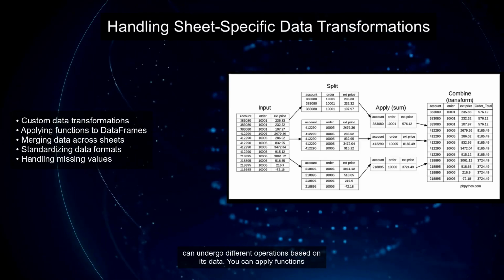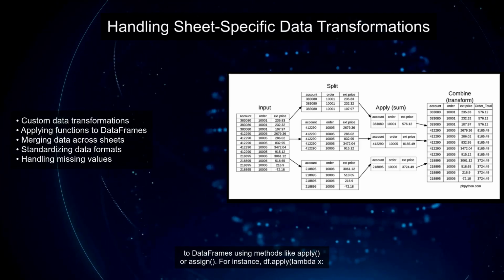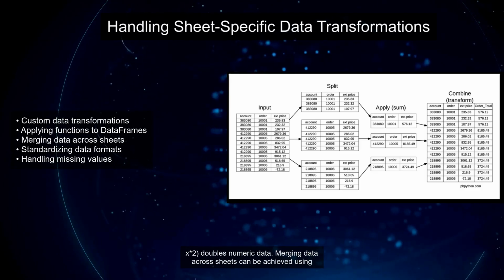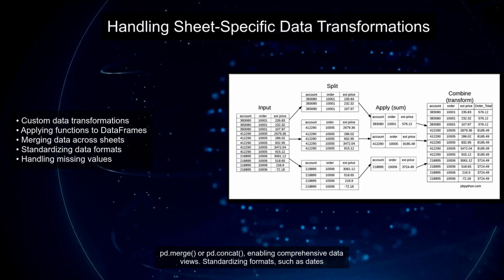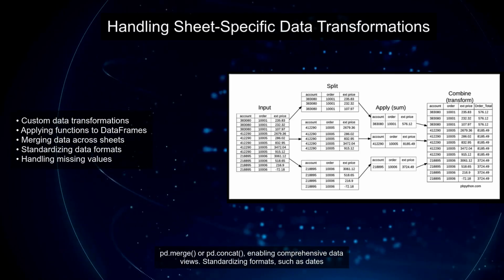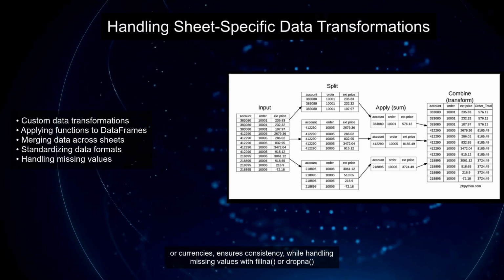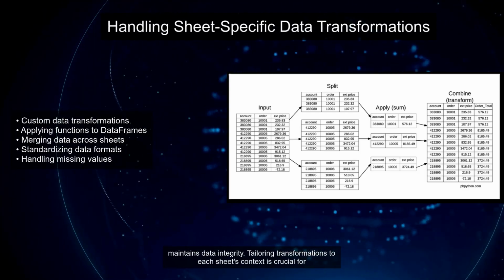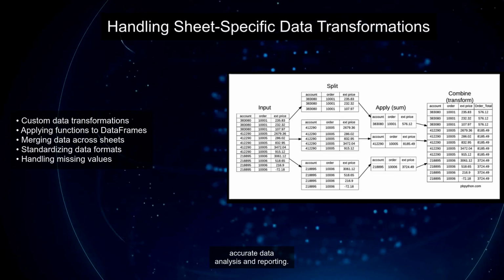Each data frame can undergo different operations based on its data. You can apply functions to data frames using methods like apply or assign. For instance, df.apply(lambda x: x**2) squares numeric data. Merging data across sheets can be achieved using pd.merge or pd.concat, enabling comprehensive data views. Standardizing formats, such as dates or currencies, ensures consistency, while handling missing values with fillna or dropna maintains data integrity. Tailoring transformations to each sheet's context is crucial for accurate data analysis and reporting.